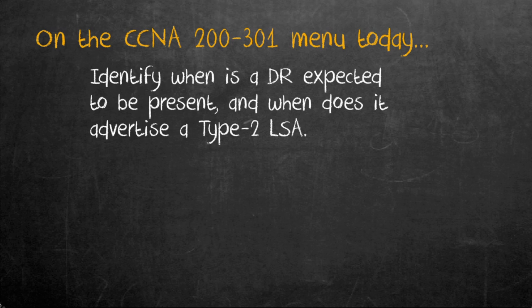Our objective in this session today, this live stream, is twofold. Number one, identify when we expect a DR, a designated router, to show up on a network segment with OSPF. And secondly, if one does show up, will there be a type 2 LSA? Now, if you're just joining us for the first time, there's a master playlist. I would encourage you to go through that and make sure you have all these pieces in order.